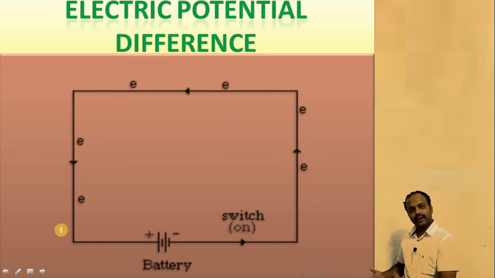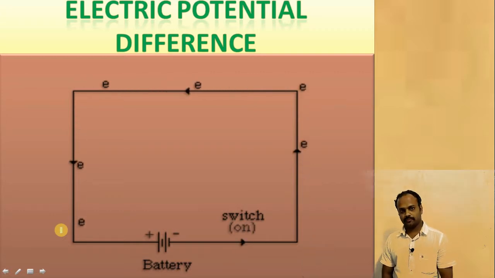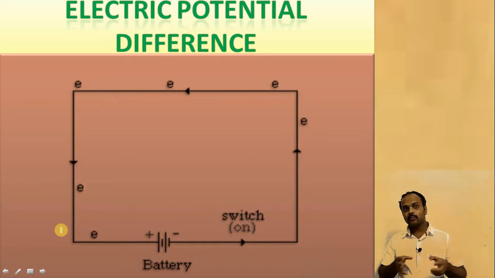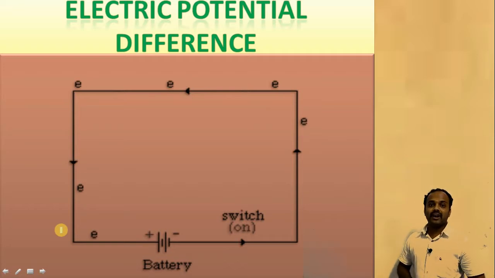Here also, in an electric circuit, we have a concept of electric potential. The electrons have electric potential to move. That electric potential is given by whom? That electric potential is given by the battery.